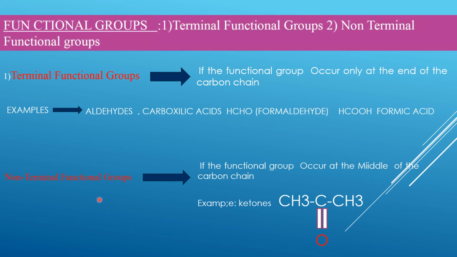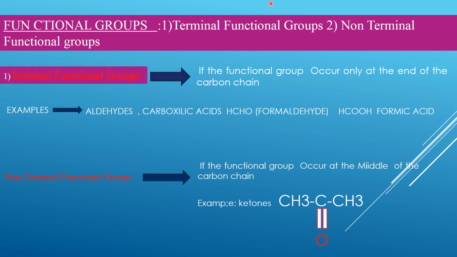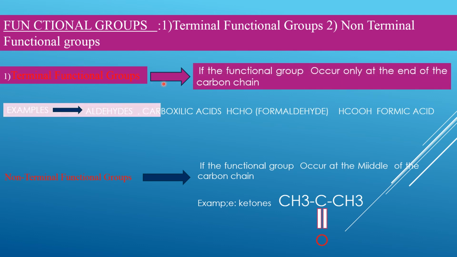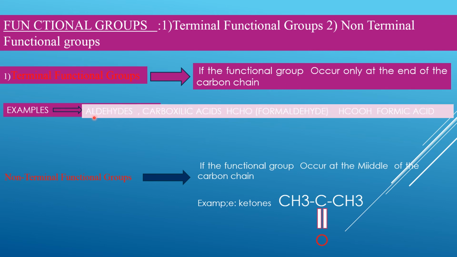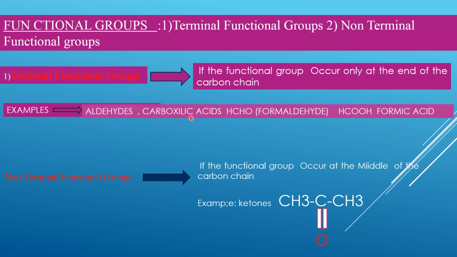Now listen, functional groups are mainly classified into two types. One is the terminal functional group. The second one is the non-terminal functional group. What is the terminal functional group? If the functional group occurs only at the end of the carbon chain. Examples: aldehydes, carboxylic acids. These are the examples of terminal functional groups.